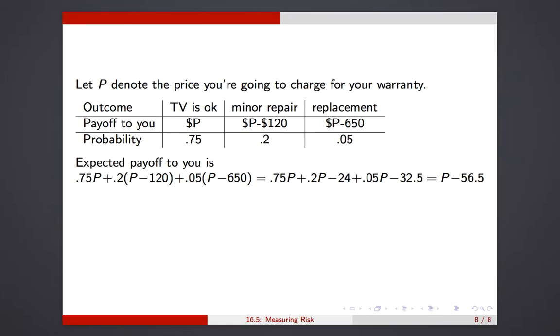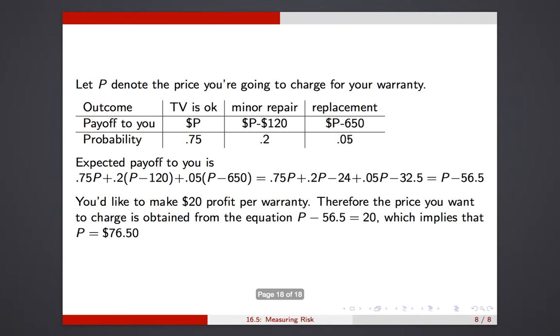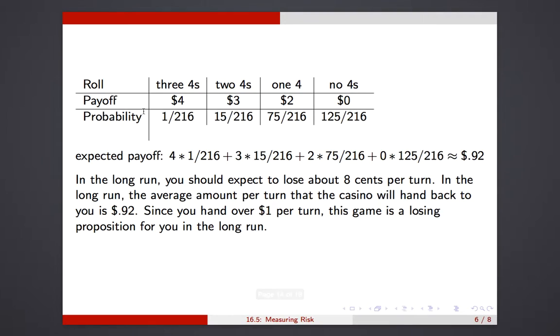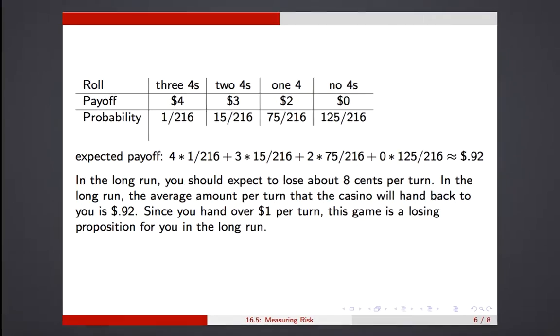And that will be the average amount per turn or per warranty, per whatever, that you will get in the long run. So in this case, if P is $76.50, then in the long run we'll make $20 per warranty. Back up here in Chuck-a-Luck, we handed $1 over and we got 92 cents back per turn in the long run, right? So on average, in the long run, we'll lose about 8 cents every time we play. Okay, so that is now the conclusion of chapter 16, and we've now looked at several applications of probability.